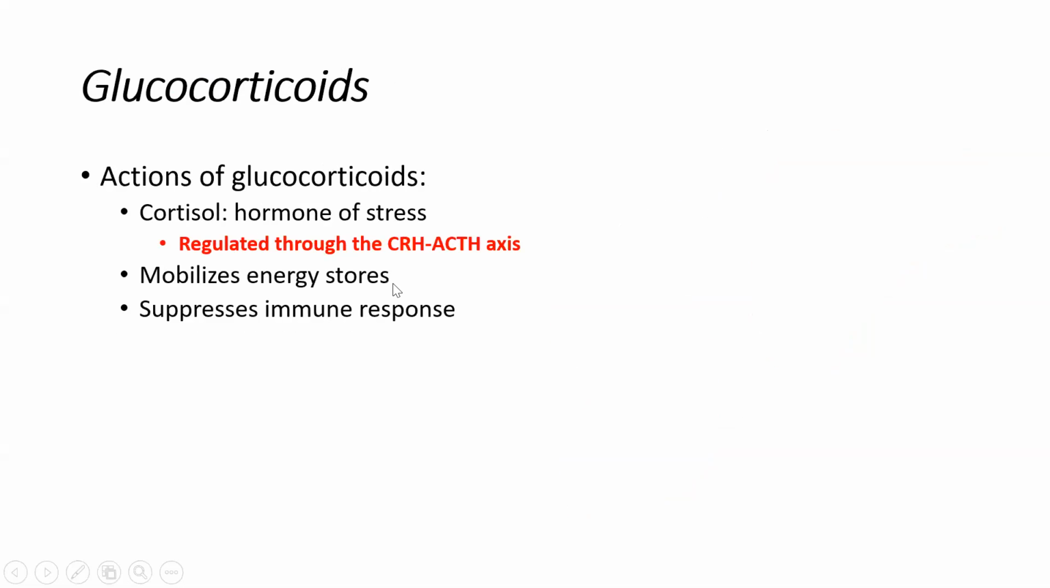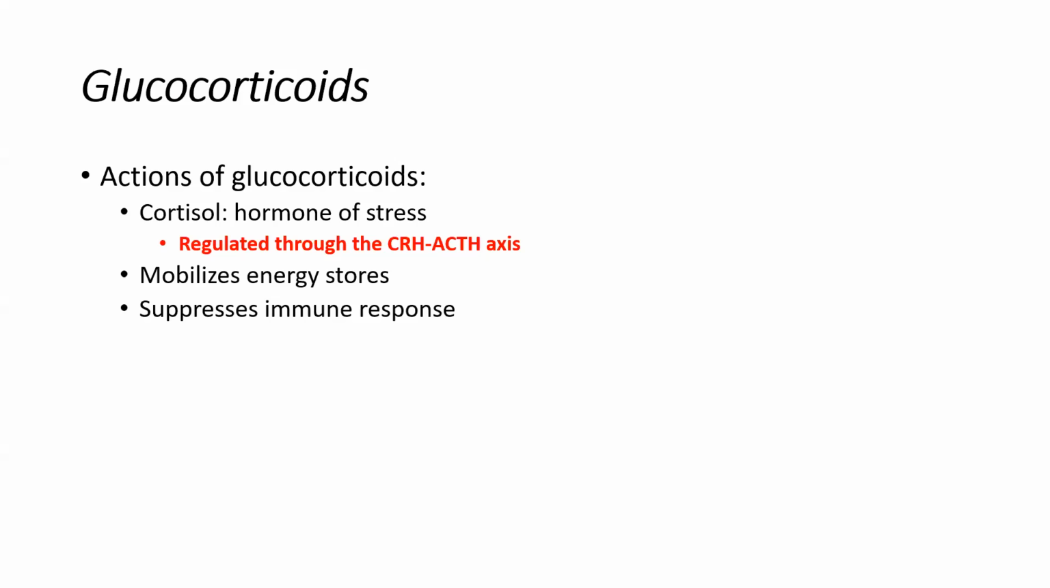Okay. All right, let's speak here about glucocorticoids and their action. So glucocorticoids, such as cortisol, I mentioned earlier, are involved in regulating the stress response. So we can think about this as being the hormone of stress. And it's regulated through that CRH-ACTH axis. So CRH comes from the hypothalamus, ACTH comes from the anterior pituitary, and these are the two tropic hormones of this axis that stimulate the adrenal cortex to secrete those end hormones, those tertiary hormones that I talked about earlier.